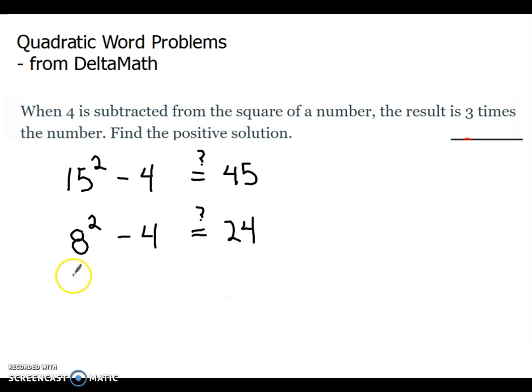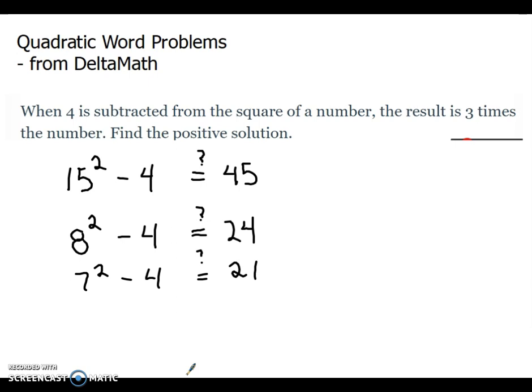You could try again. You could try maybe 7. If you square that and subtract 4, do you get 3 times 7, which is 21? Well, 7 squared is 49. Subtract 4, you don't get 21. So we failed on 3 accounts here, but that's okay. All we were doing is looking for a pattern to see if we can get it.